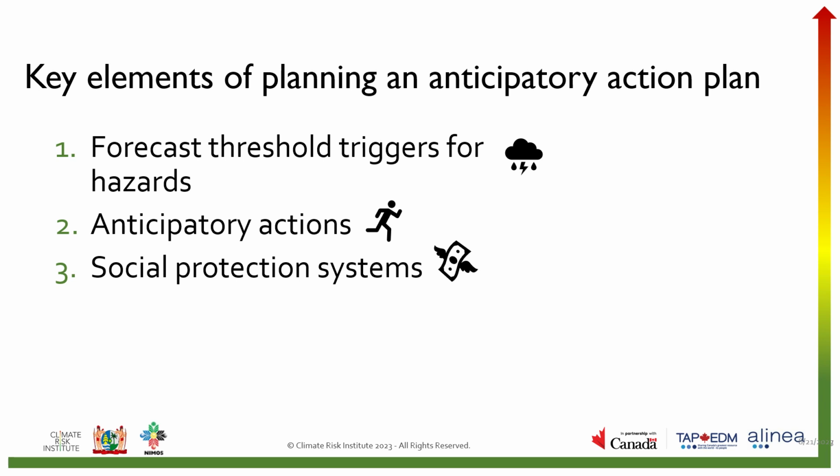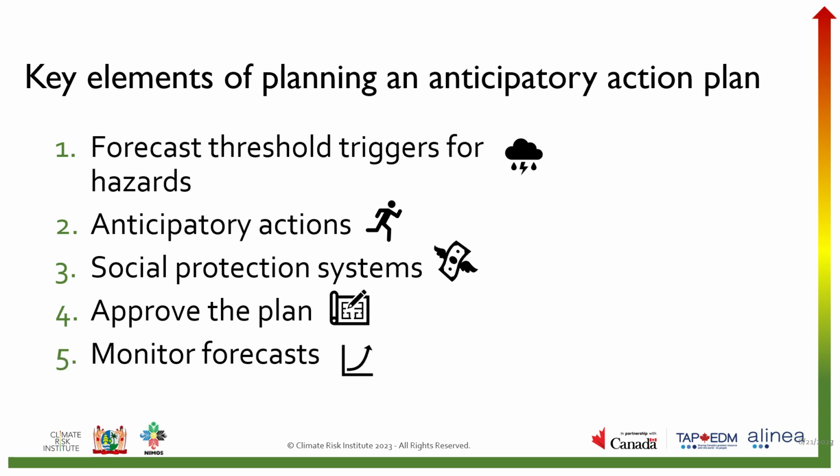Step 4 is to approve the anticipatory action plan with the above information. And this stage may also include securing contingency funds prior to the hazard, so ensuring the funds available for the anticipatory action are obtained and ready to go. And then step 5 is to put the plan in place and to begin to monitor the forecast.